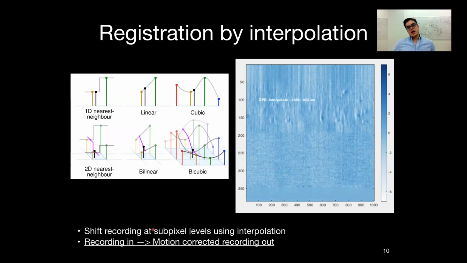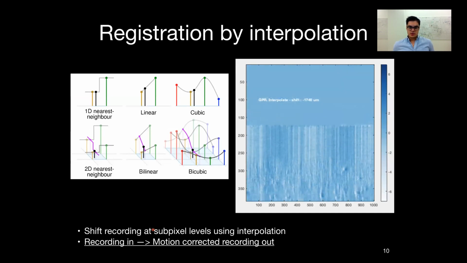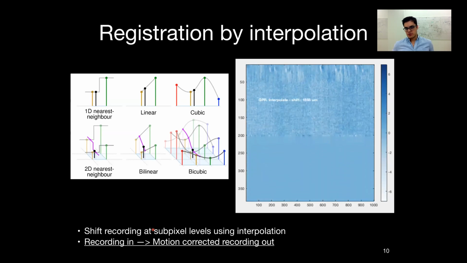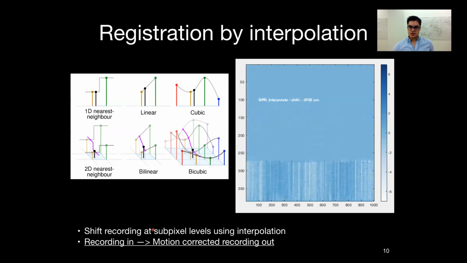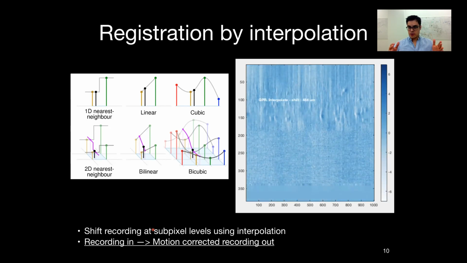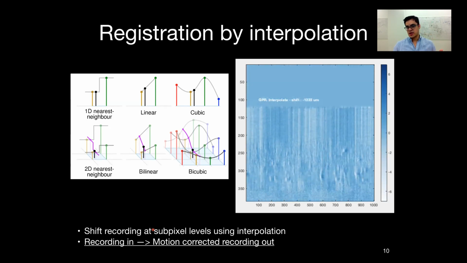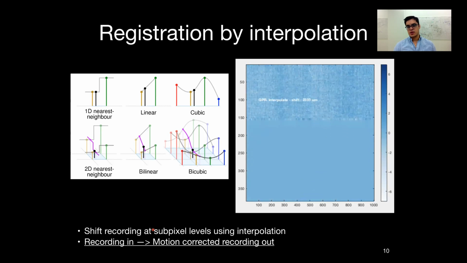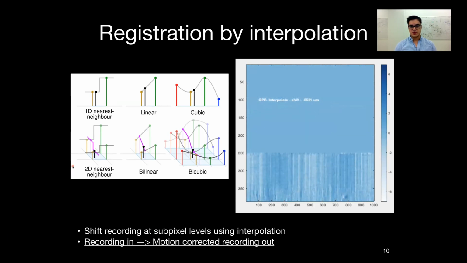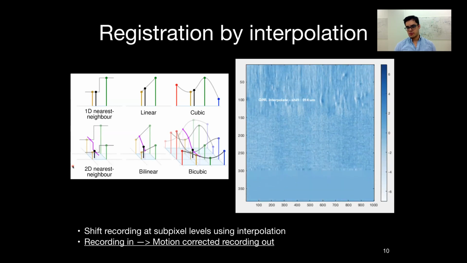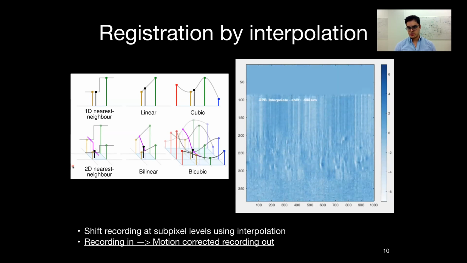And the last step after we estimate motion is to do registration. So once we have motion estimates for each time bin, we can then shift the recording values at that particular time point in the recording with a negative of the estimated motion. And once we execute the shift, then we can simply perform linear interpolation or Gaussian process interpolation.